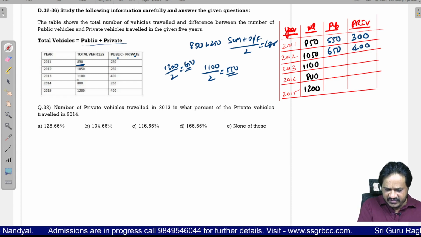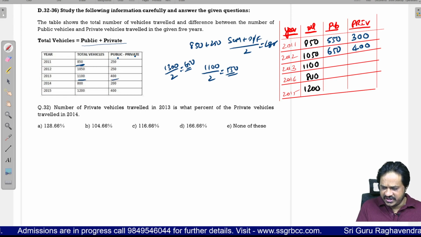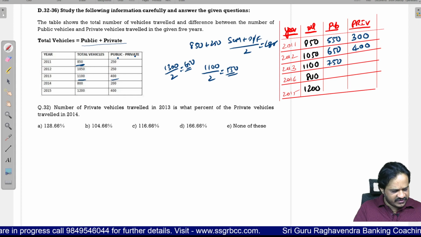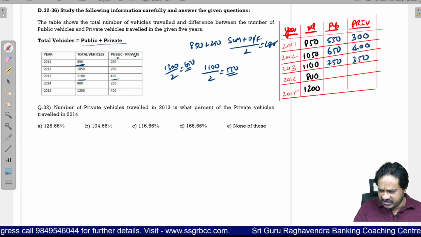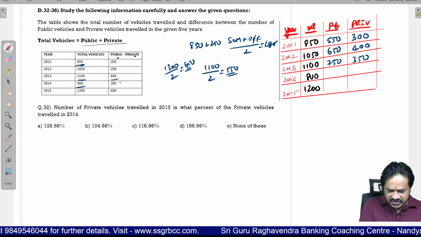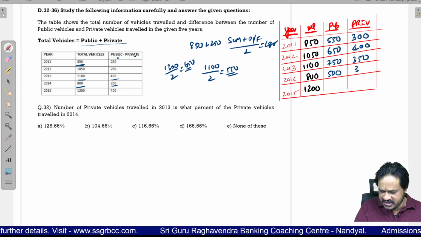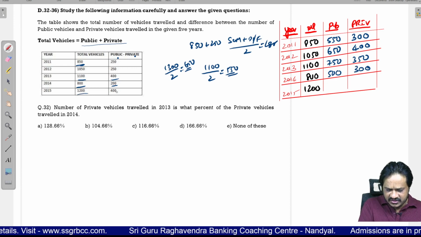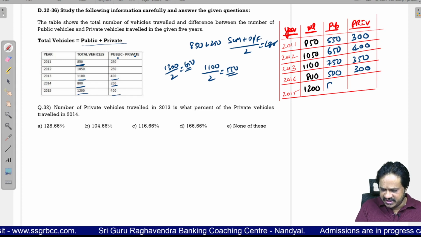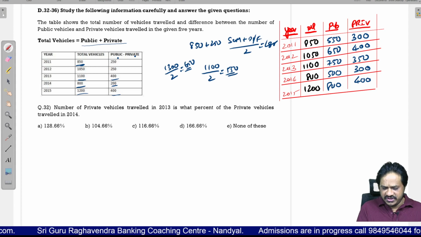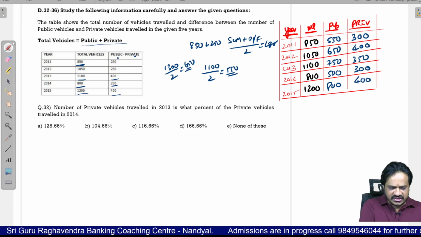Again 1100 plus 400, 1500, 1500 by 2, 750. So, the difference of 1150 and 750 is 350. Then next one, 800 plus 200, 1000, 1000 by 2 is 500, this is 300. Then 1200 plus 400, 1600 divided by 2, 800, this one is 400. Now, based on this data, we should answer the questions.